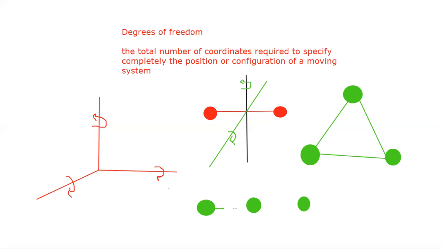1 degree of freedom is also rotational about its own axis. There are 3 axes, and 1 axis is the axis of the molecule itself.